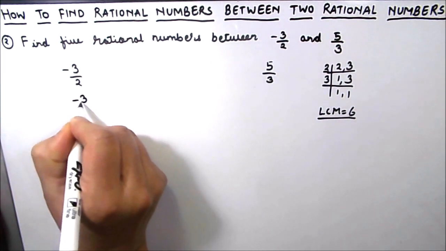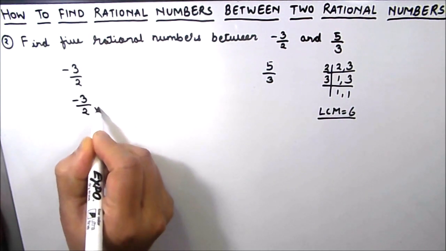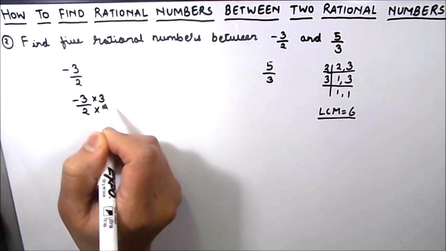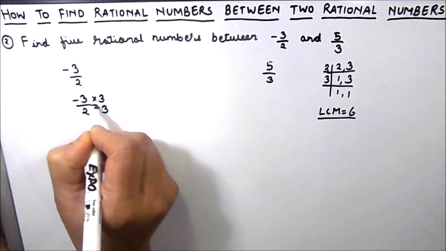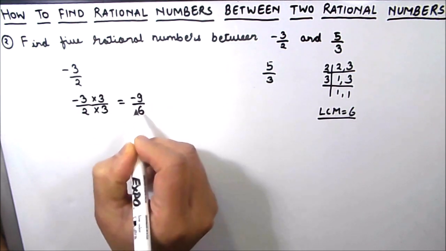So this will be minus 3 by 2. To make the denominator equal to 6, we'll multiply it by 3. So if we are multiplying the denominator by 3, we have to multiply the numerator too. So this will be minus 9 by 6. This is our first fraction.